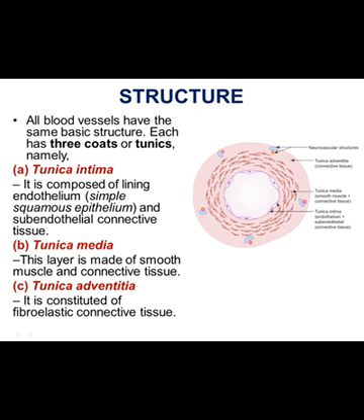We see that tunica intima is composed of lining endothelium, which is simple squamous epithelium, and subendothelial connective tissue. Second, tunica media. This layer is made up of smooth muscles and connective tissue. And the outer one is the tunica adventitia, which is made up of fibroelastic connective tissue.